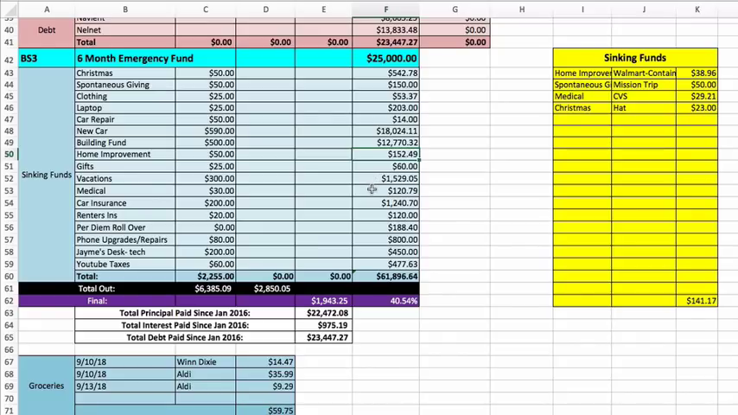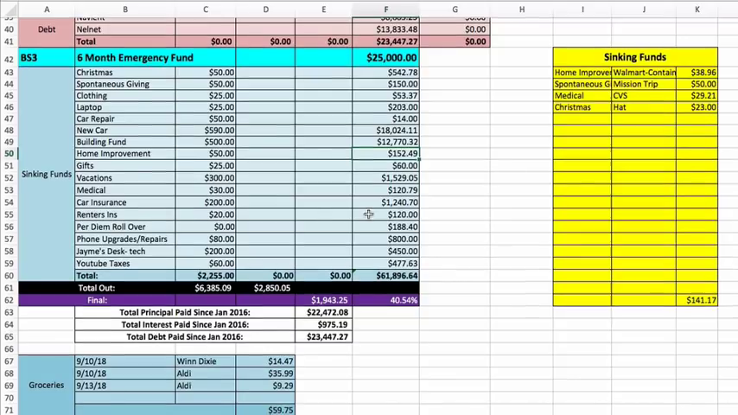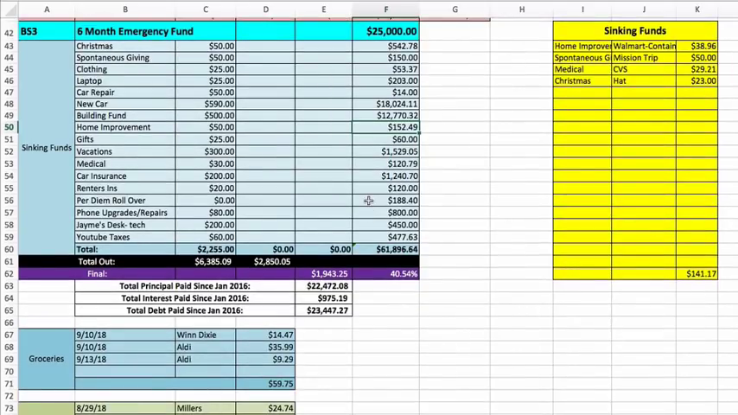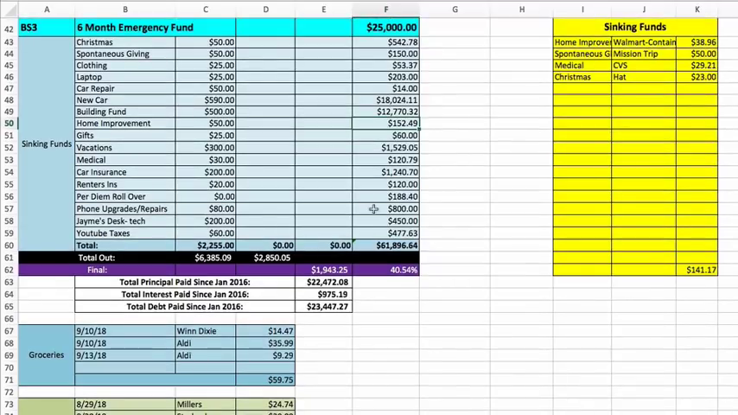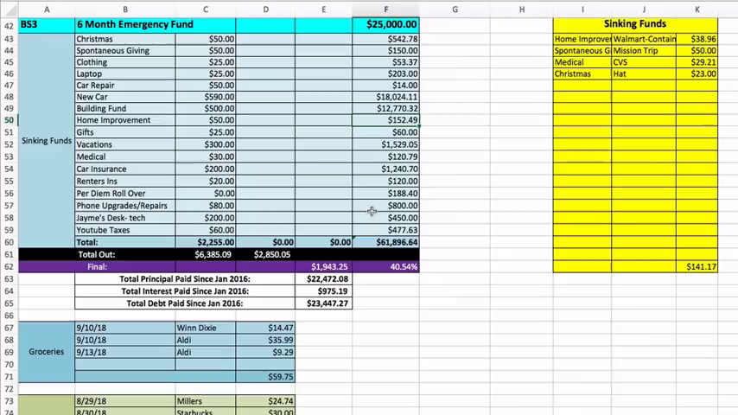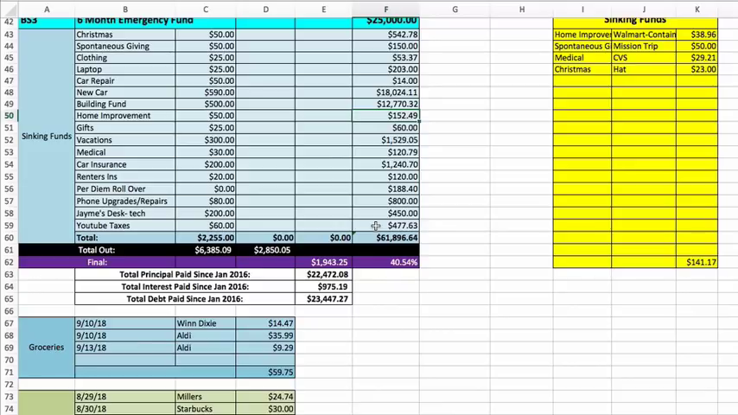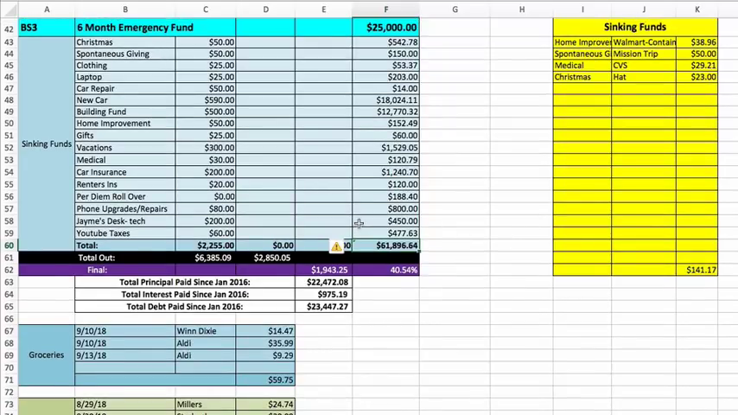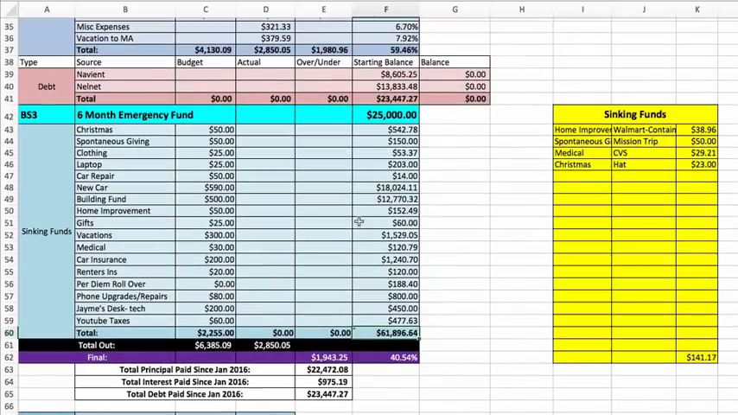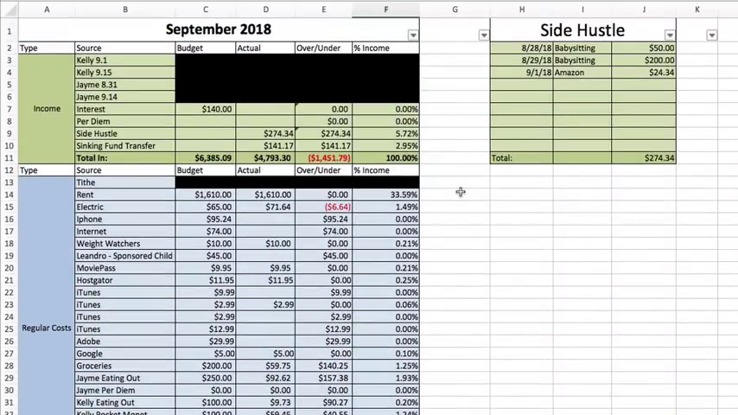Vacations, $1,529.05. Medical, $120.79. Car insurance, $1,240.70. Renter's insurance, $120. Per diem rollover, $188.40. Phone repair upgrade, $800. Jamie's desk and tech stuff, $450. YouTube taxes, $477.63, for a total in our sinking funds of $61,896.64. Which is so exciting. So that is my September mid-month budget.